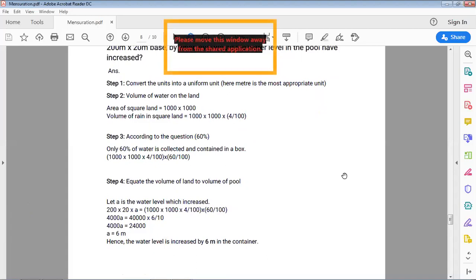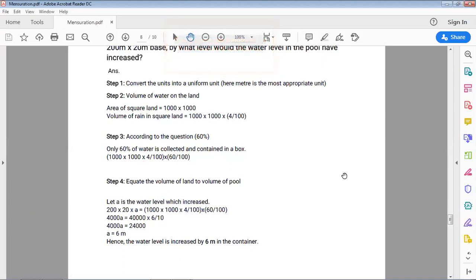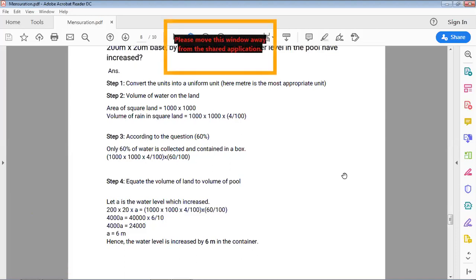So now we can calculate the height of the pool by equating it. We already knew the volume of the land, and now what we are doing is we have taken a variable. Let it be a. In this you can take h also. There's no problem in it. So what we are doing is 200 into 20 into a, which is the volume of the pool, equal to the volume of the land, and we are just calculating it. We get a is equal to 6 meter. Here the 6 meter is the height of the pool.